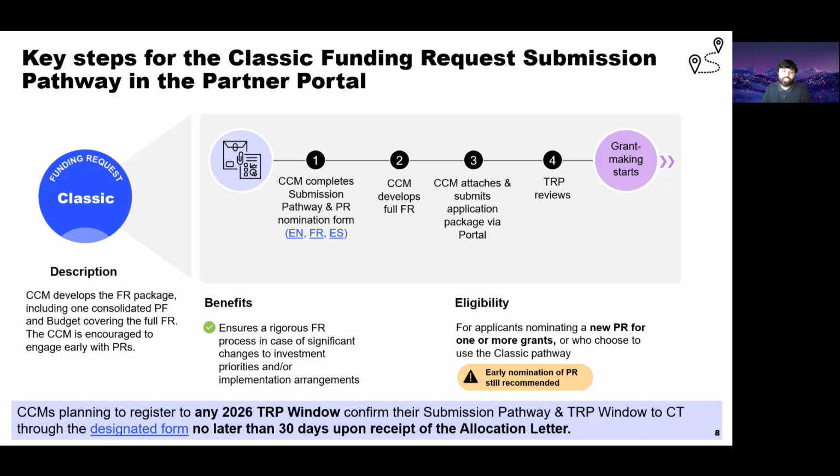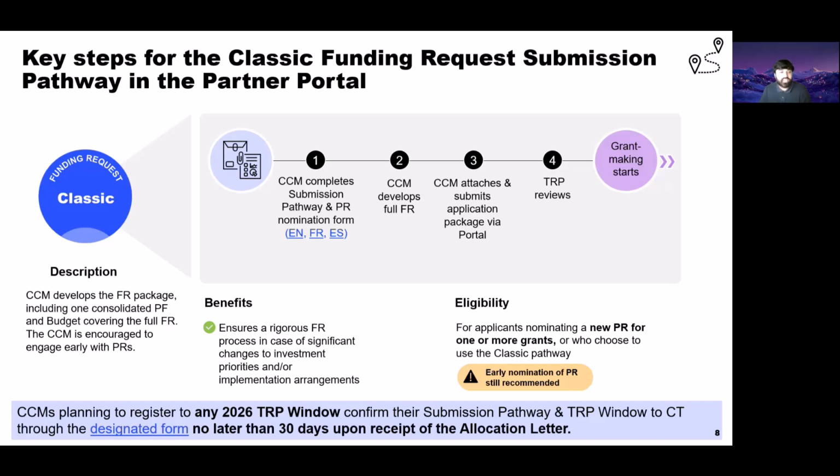This will really help us to ensure that a rigorous funding request process is completed, and especially in cases of significant changes to investment priorities or implementation arrangements. Now, a note here is that for any applicants that would like to nominate a new principal recipient, it will not be possible. If you want to nominate a new principal recipient, or if you're choosing the classic pathway, you would opt for this classic submission pathway process.